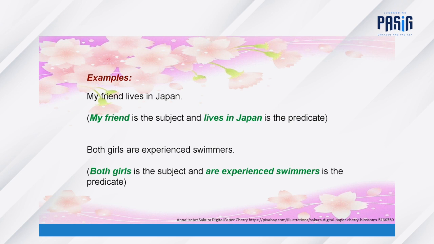The basic parts of a sentence are the subject and the verb. The subject is usually a noun, and the verb or the predicate usually follows the subject and identifies an action or state of being. In these examples, lives in the first sentence is the simple predicate, and in the second sentence, are experienced is the simple predicate.